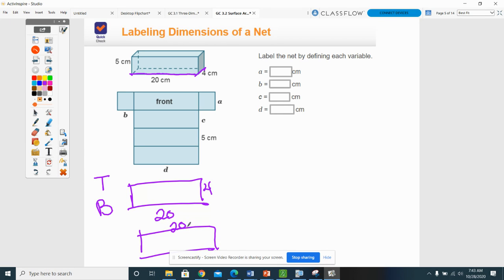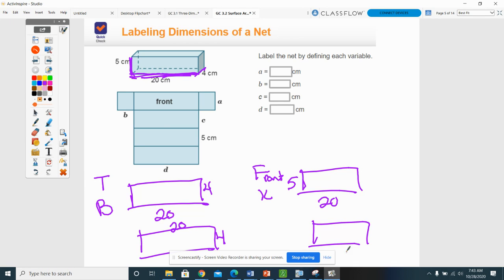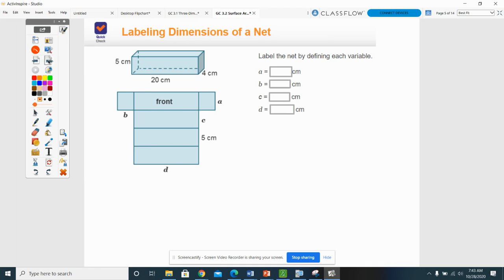You do not have to connect your nets. Then you can do the front and the back. The front and the back are also long rectangles, and those will be 20 by 5, and there will be 2 of those. You do not have to connect them. And then all you have left is the left and the right. The left and the right are little ones, and they are 4 by 5, and those are the same. So if it's easier for you to separate them instead of connecting your net, you can do that.